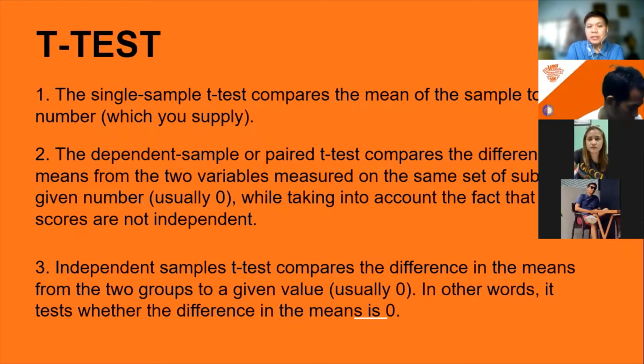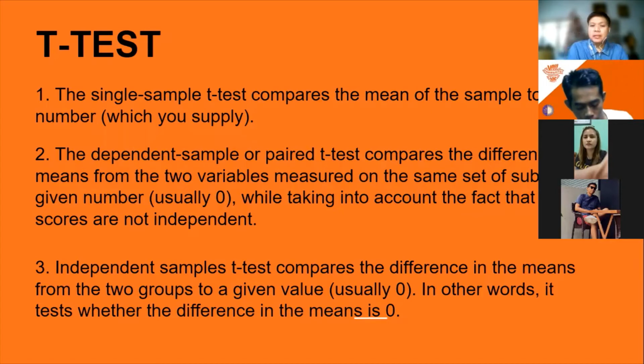Okay. Next, there is this dependent sample T-test. No? The best example here is comparing a pre-test and a post-test. Or let us say, for example, we compare the math score versus the reading score. That's an example of dependent sample T-test. And then the last one would be the independent sample T-test. Like, for example, we want to know the difference in math score of males versus females.